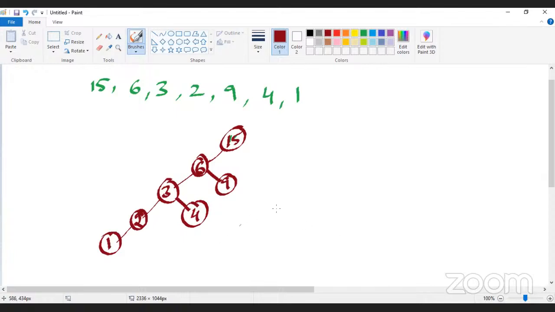Is it a BST? Yes, sir, it is a BST. Absolutely. It is following the order of BST only. Then there is some problem. The BST is not having balance of height.